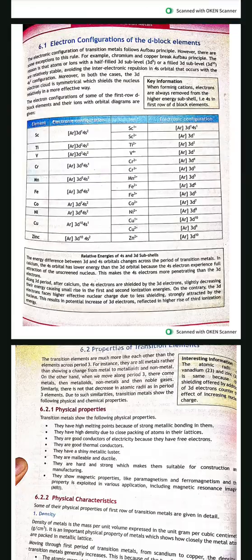Now we have to look at the electronic configurations of D block. The electronic configuration of transition metals follows the Aufbau principle. However, there are some exceptions to this rule. For example, chromium and copper break the Aufbau principle. The reason is that atoms or ions with a half-filled or filled 3d subshell are relatively stable, avoiding the interelectronic repulsions in the 4s orbital that occur with the 4s2 configuration. Moreover, in both cases, the 3d electron cloud is symmetrical, which shields the nucleus in a more effective way.